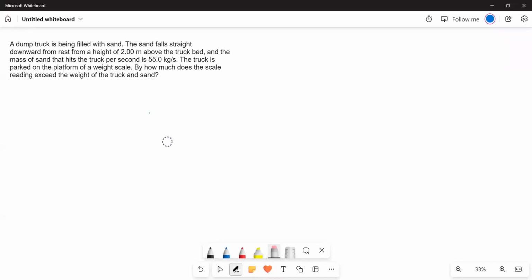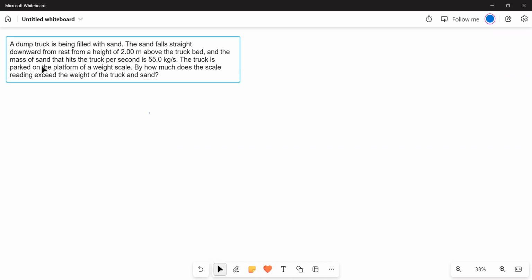This is a multiple concept question based on the conservation of energy and then the impulse momentum theorem. Okay, let us see how to do the problem.